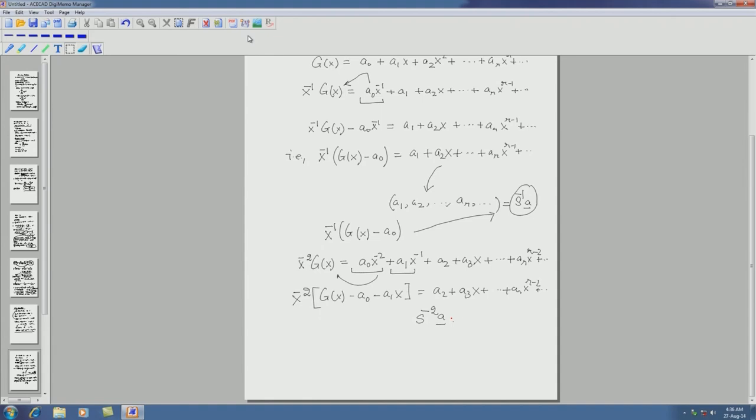So, now we have a rule. The rule is that the generating function corresponding to s to the power minus i a is x to the power minus i times g x minus a 0 minus a 1 x minus a 2 x square minus and so on up to minus a i minus 1 x to the power i minus 1, and it ends here. So, we have a finite series that has to be subtracted from g x and then we multiply by x to the power minus i, and we obtain the generating function of s to the power minus i a.